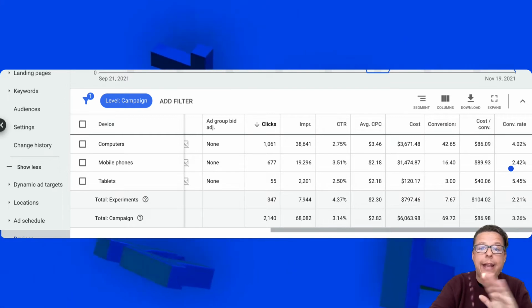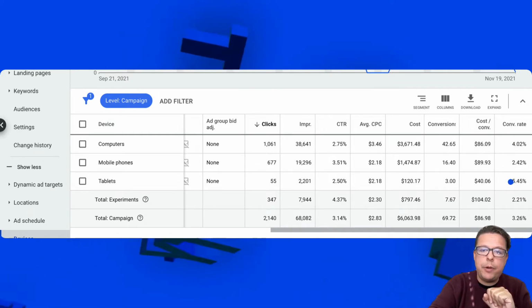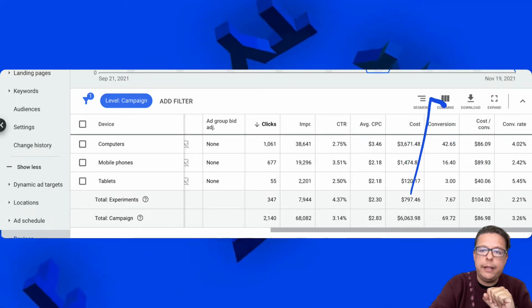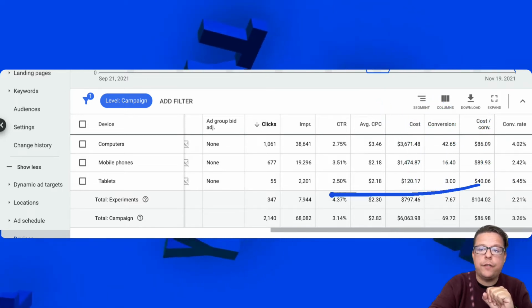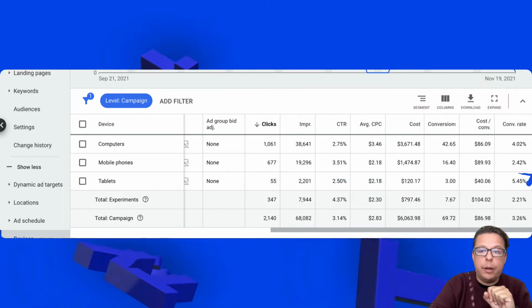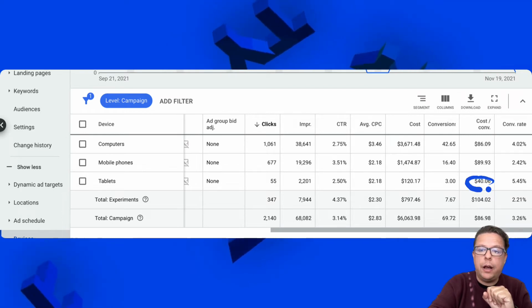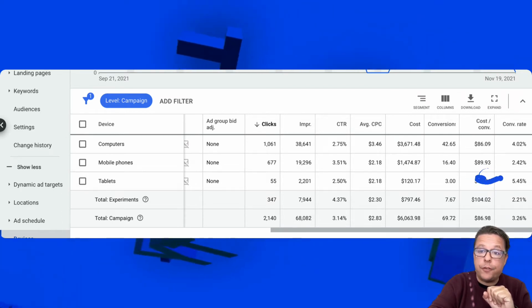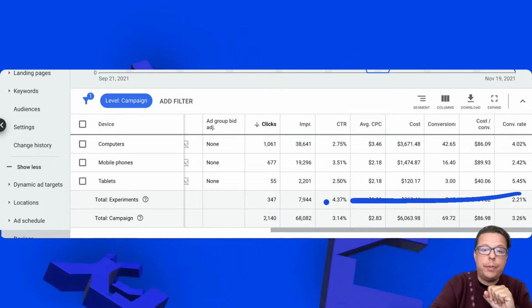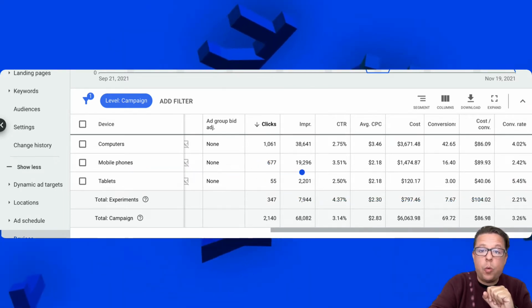Notice I don't have any other column in here. This is why. I'm focused on conversion rates, primarily where I'm spending a lot of my money, the volume of conversions, and cost per conversion. And tablets here look like I should be doubling down on tablets. It's a little more than half the cost per conversion. The conversion rate is higher, but the volume is super low. Mobile phones, they're not quite as strong as they need to be.